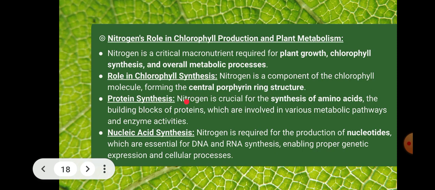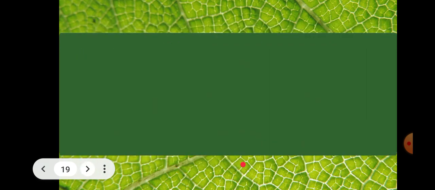It is also very crucial for the synthesis of amino acids, which are the building blocks of proteins, and they are involved in various metabolic pathways and enzyme activities. It is also required for the production of nucleotides, which are essential for DNA and RNA. DNA and RNA are nucleic acids, and these enable the proper genetic expression and cellular processes of the plant.